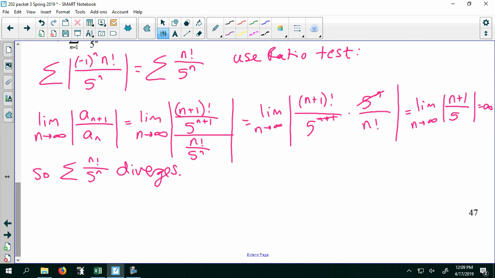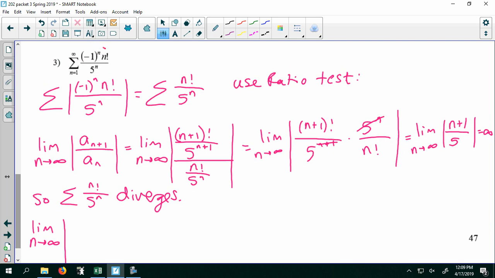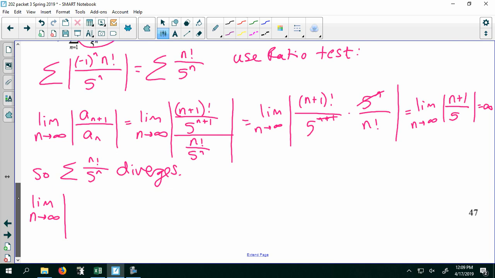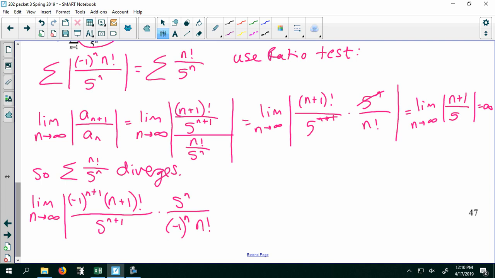So I'm going to use the ratio test for that too, which means I'm going to take the absolute value of a sub n plus 1 over a sub n, but this time those are my terms. So I have -1 to the n plus 1 times n plus 1 factorial over 5 to the n plus 1, and then divided by the nth term, or multiplied by the reciprocal of the nth term. So 5 to the n over -1 to the n times n factorial.